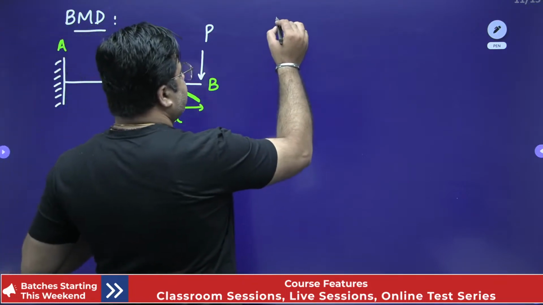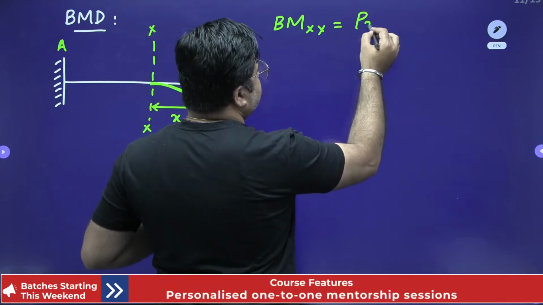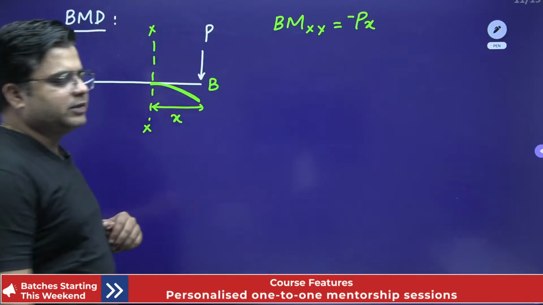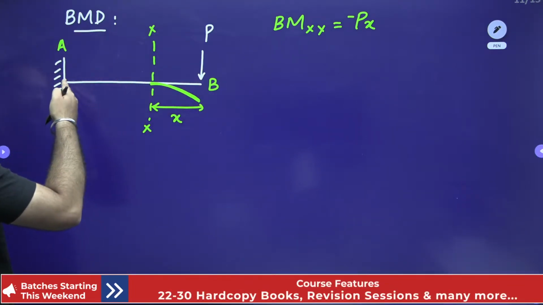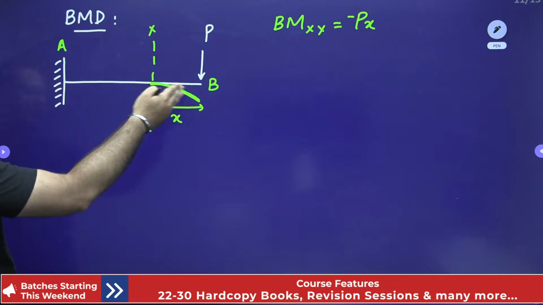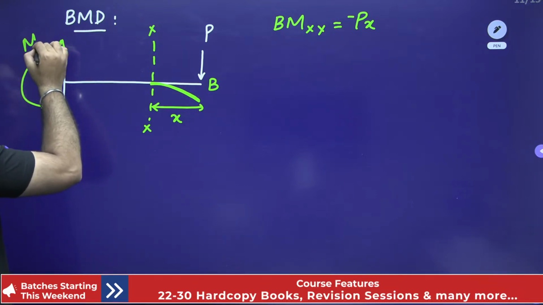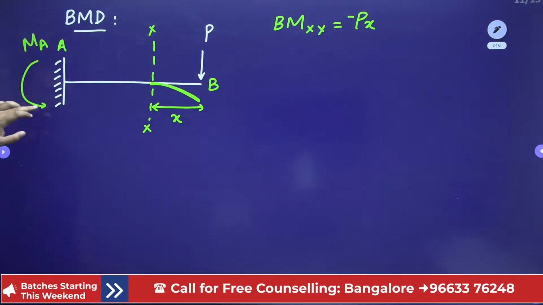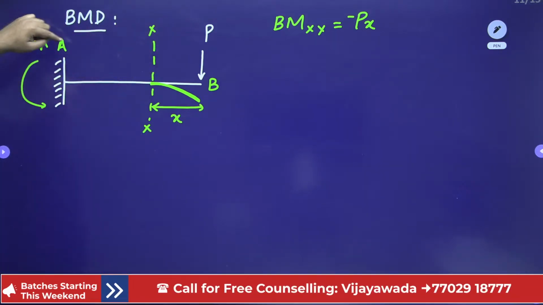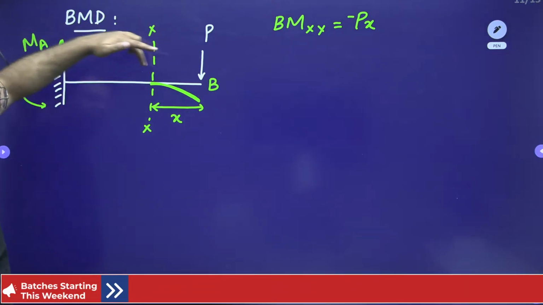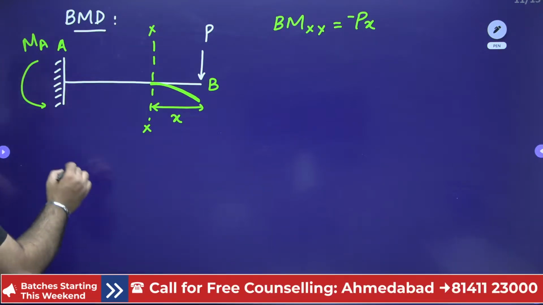So the bending moment at section XX is P into X with a minus sign, right? This is the value of the bending moment, and this is negative. You keep on increasing the value of moment till point A, and at point A, you will have this support moment MA. This support moment will be equal to the moment due to this load, and MA will equal P into the total length of the member, L. So this MA is P into L, and that will pull the bending moment upwards, right?